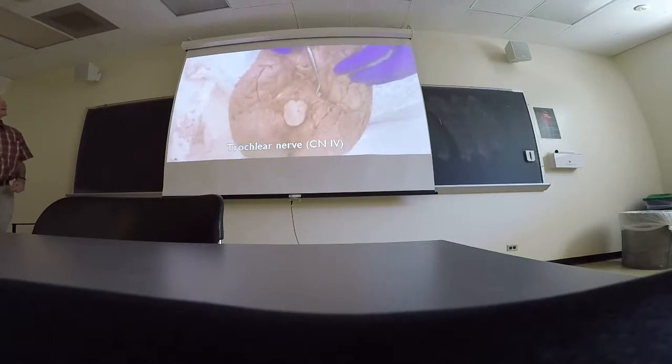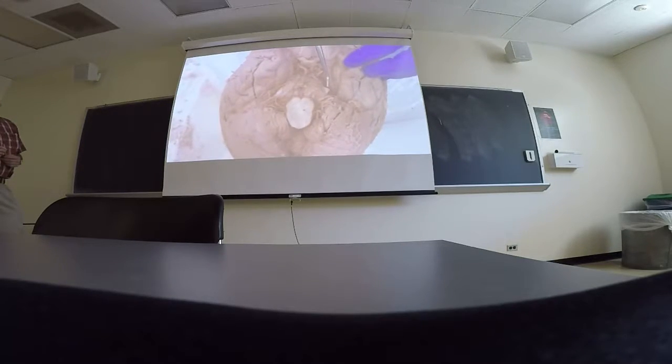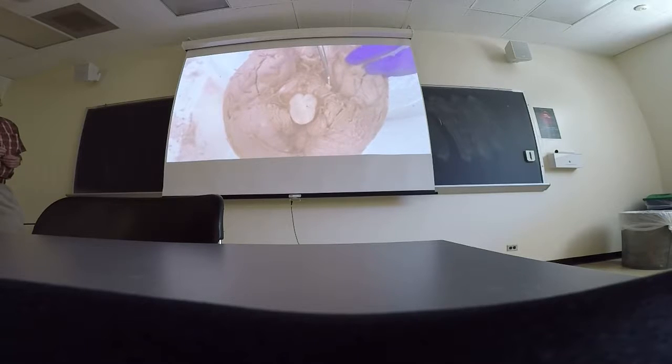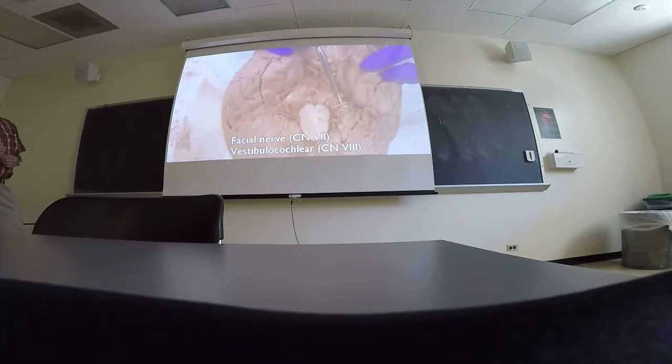Can you see that on the video? Yes, good. This little stub here, directly next to this giant nerve, which is the trigeminal. Cranial nerve 6 is the abducent nerve, it's right here. 7 and 8 are sort of hard to distinguish from each other, but it's the facial and then the vestibulocochlear nerves.